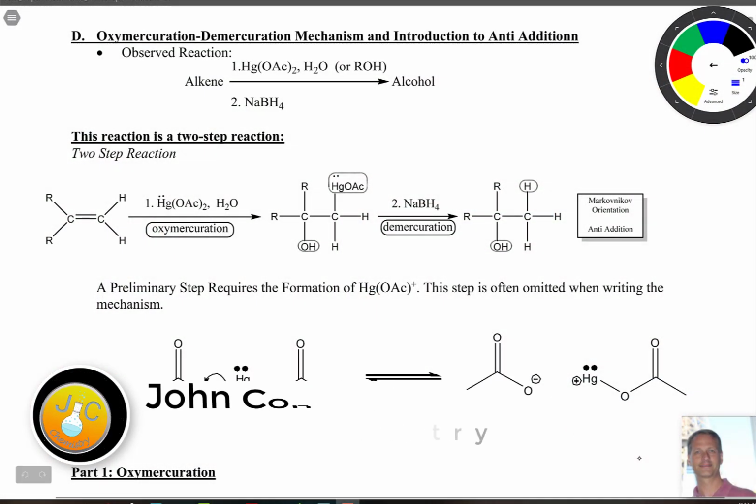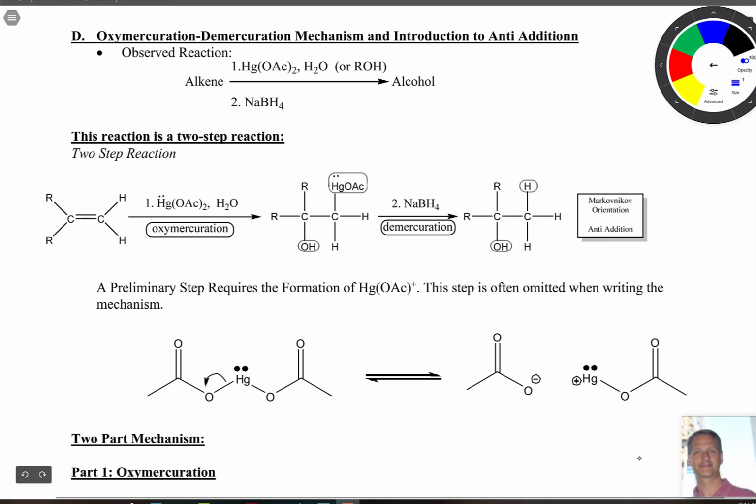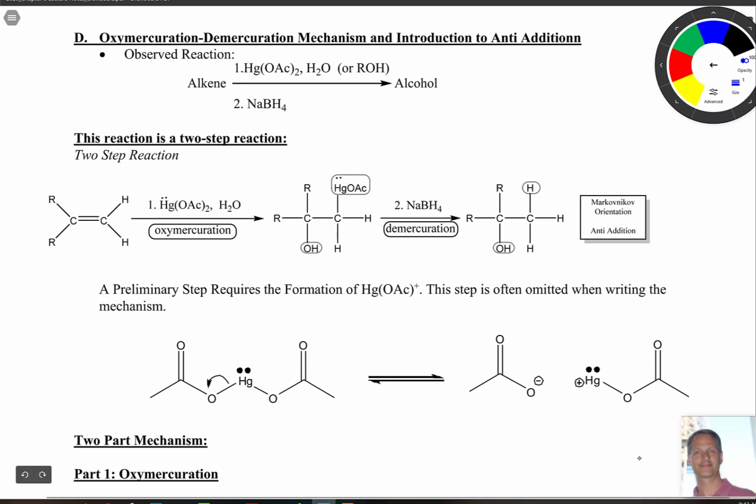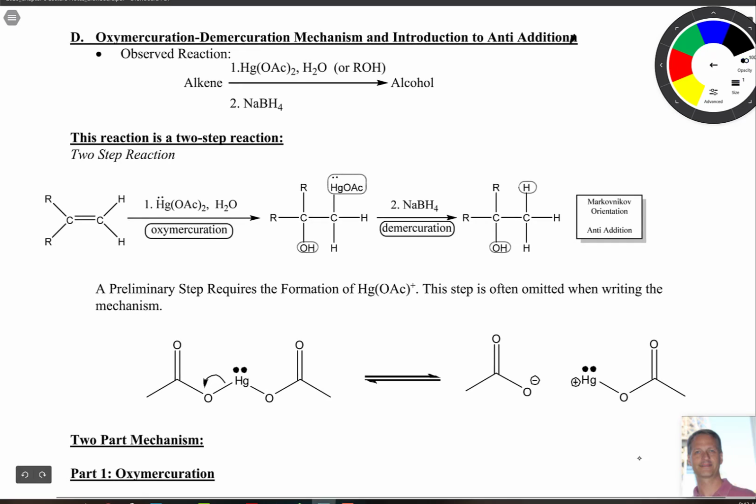The reaction in this chapter is a little bit more involved. It's called oxymercuration-demercuration. It involves a type of addition that we saw in the beginning of this chapter called anti-addition. If you recall, we did a little demo of anti-addition and syn addition. So, a couple things to look at.